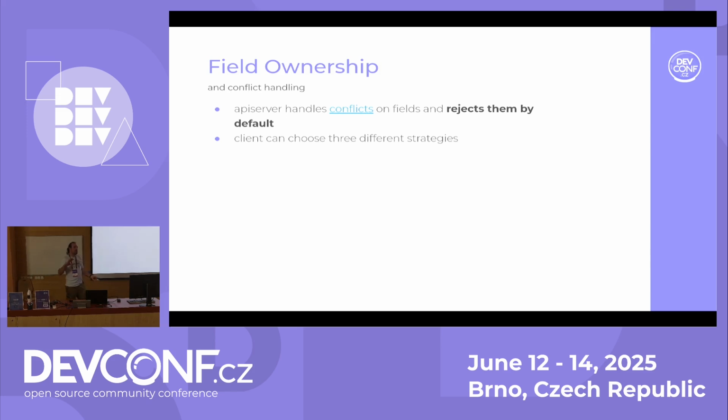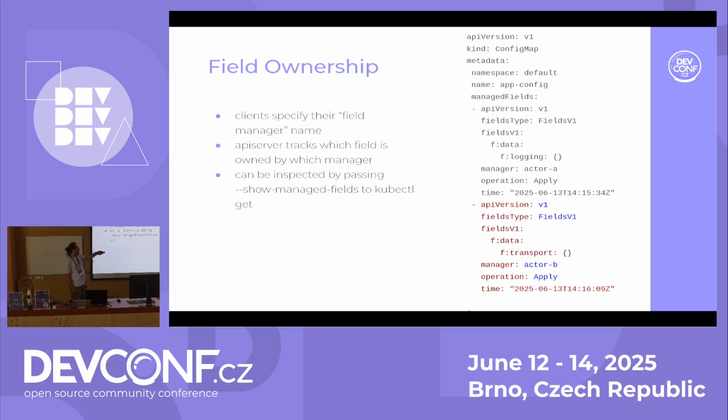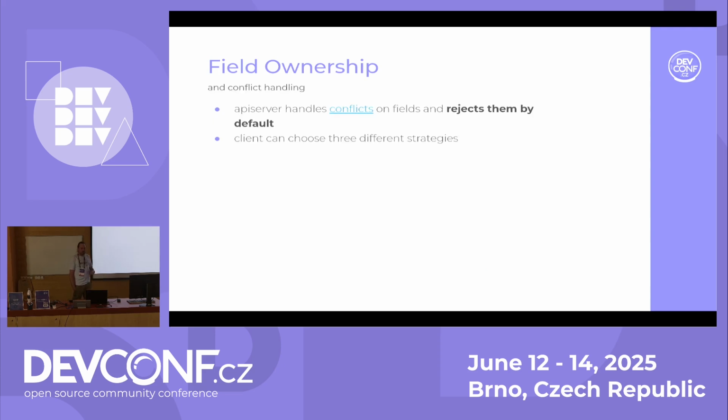Whenever more than one actor tries to act on the same field, there will be a conflict, and the API server will just reject that by default. Here, there is no conflict because each actor in the system has their own field. But if both wanted to work on the logging key, for example, then the API server would just say, nope, this is owned by some other actor in the system. This is the actor. This is the field that you conflicted on.